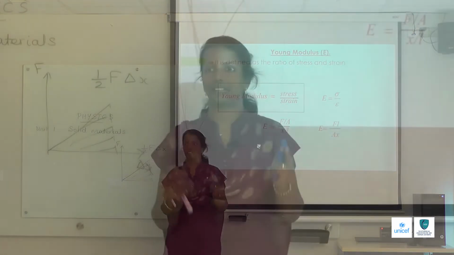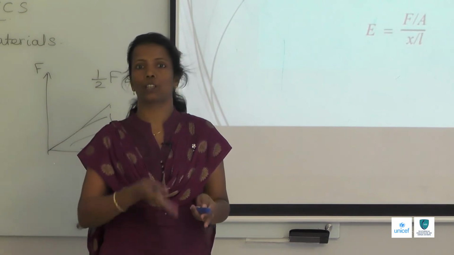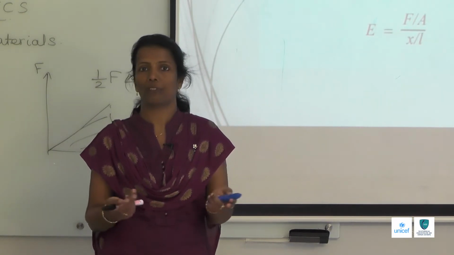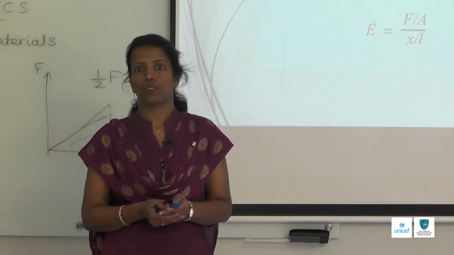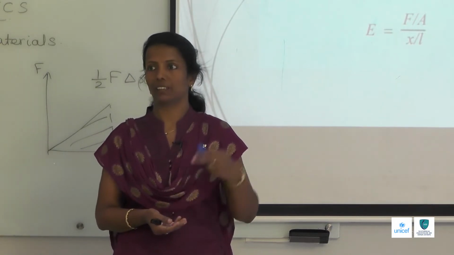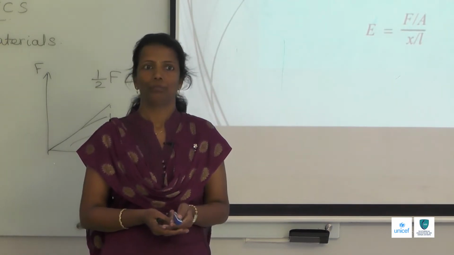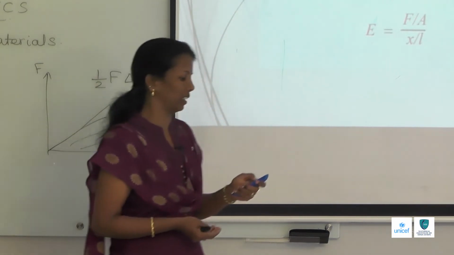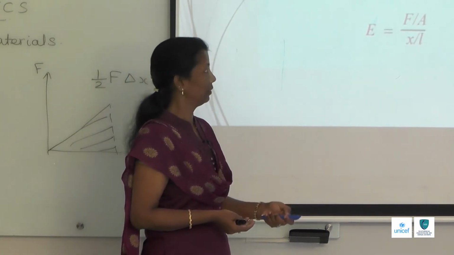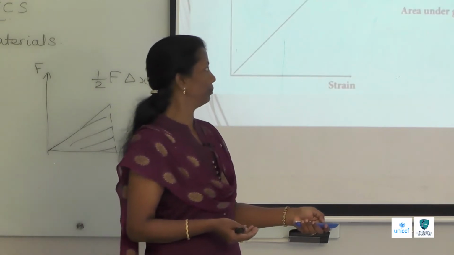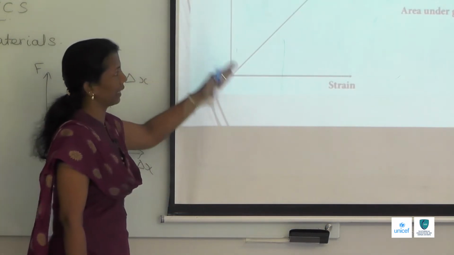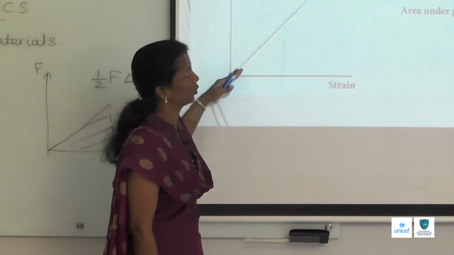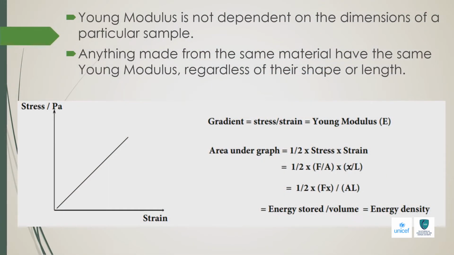Stress against strain within the limit of proportionality, once again it is a perfect straight line. How do I find the Young modulus from the graph? It is the gradient, because stress divided by strain. Then what is the significance of area under the graph? You can see stress against strain, perfect straight line passing through the origin. The gradient of the graph is stress divided by strain, which is Young modulus. But area under the graph is what we call the energy density.